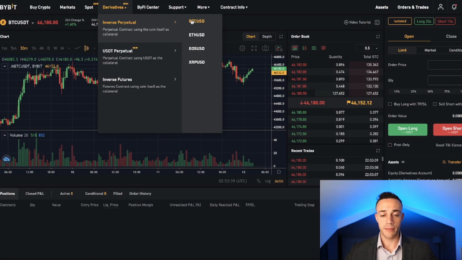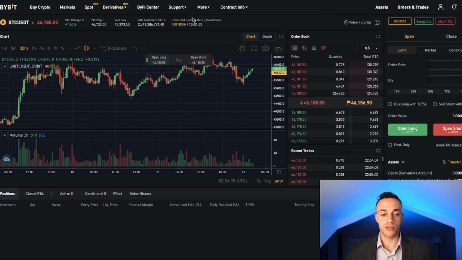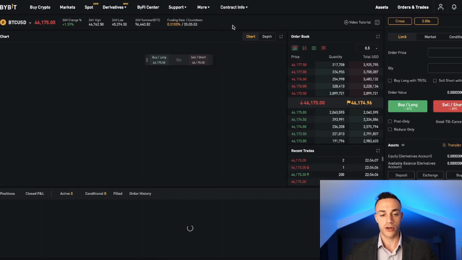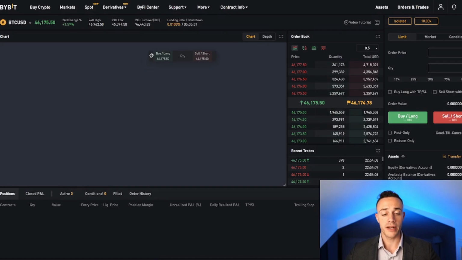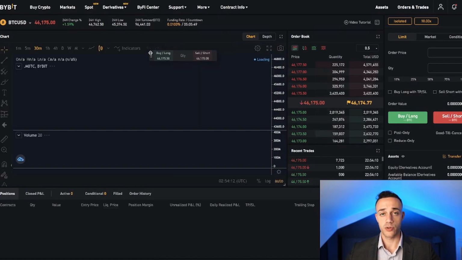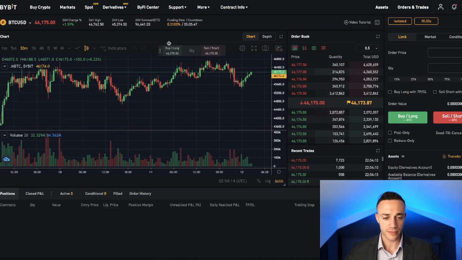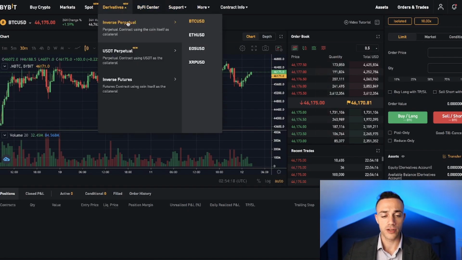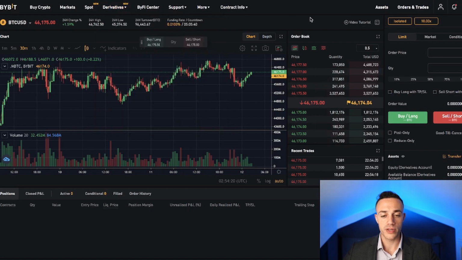Like I said, Bybit's very popular for trading Bitcoin using your Bitcoin as collateral so you can get paid out in Bitcoin, which of course is more valuable than fiat currency because fiat is being deflated, or inflated I should say, into space, into the stratosphere. So we're going to be looking at the derivatives inverse perpetual Bitcoin US dollar pair.